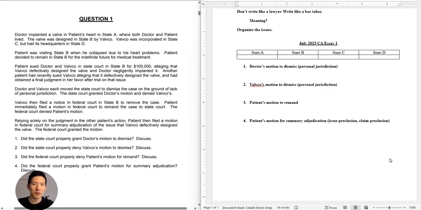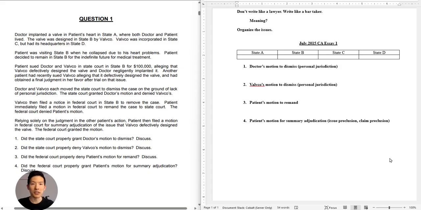You just have to know some numbers. You just have to know some straightforward rules. It's a very mechanical subject where if you know the issues, you just gotta plug in the rules and then just plug in the facts and you're good to go. So I know Civ Pro can seem a little bit complicated.